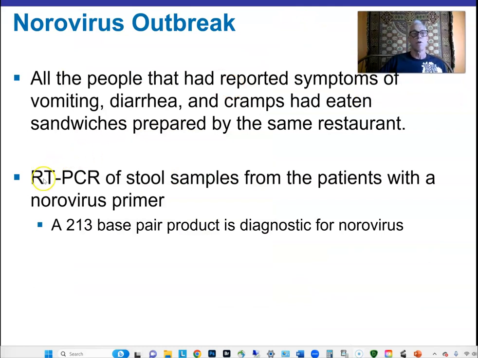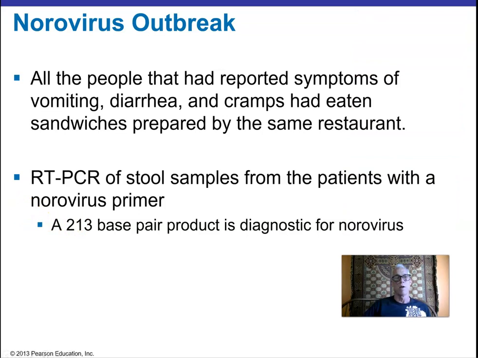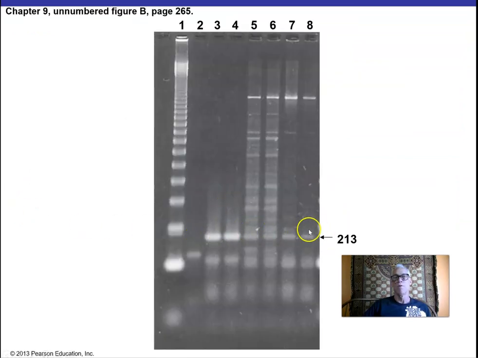examined by reverse transcription PCR amplification, and found to have a unique banded product, looking for a particular 213 base pair PCR product that's diagnostic for norovirus. And they found that all these people had the exact same product in their stool samples. And here's that 213 base pair product. These are all the patient samples here that you see on the right. There's a control sample on the left. It is not infected with norovirus.